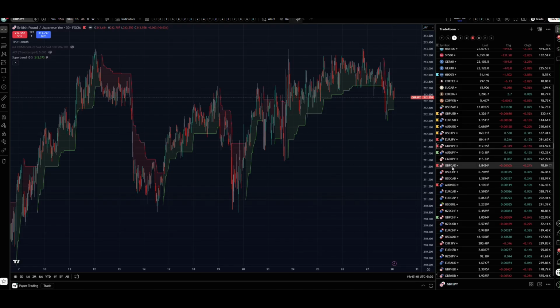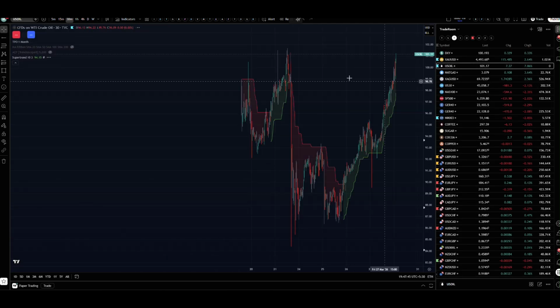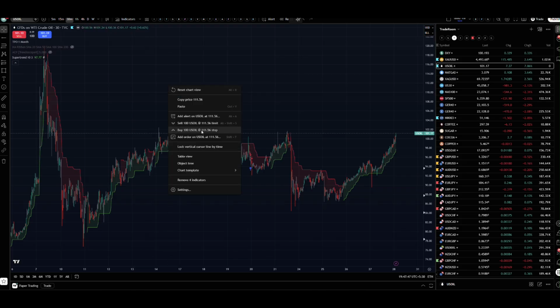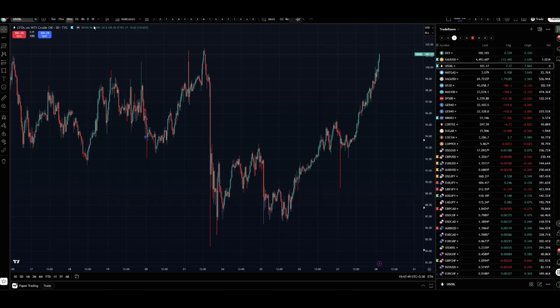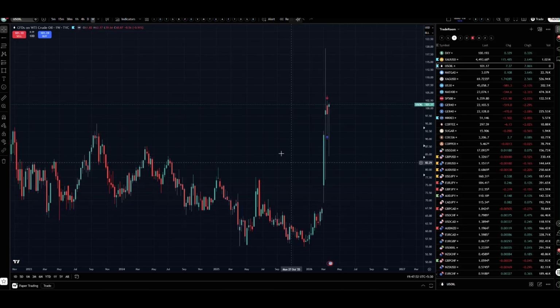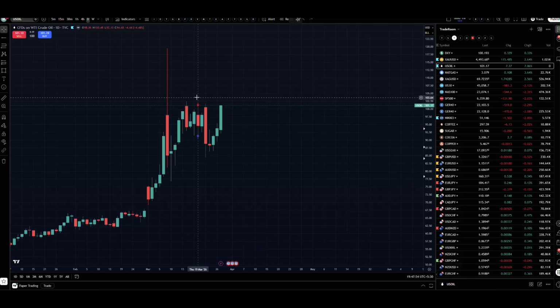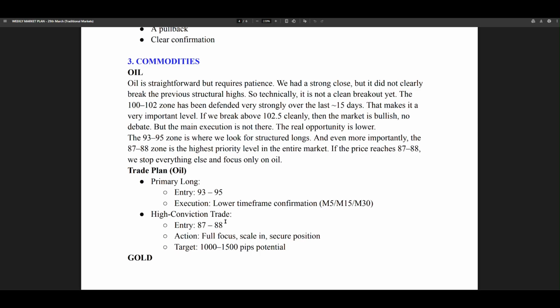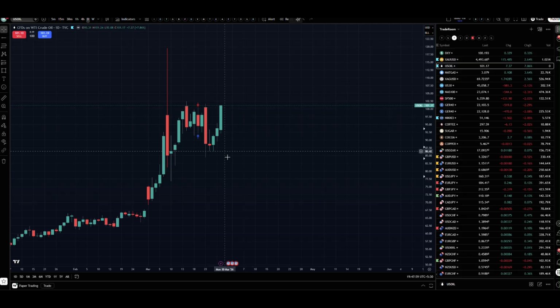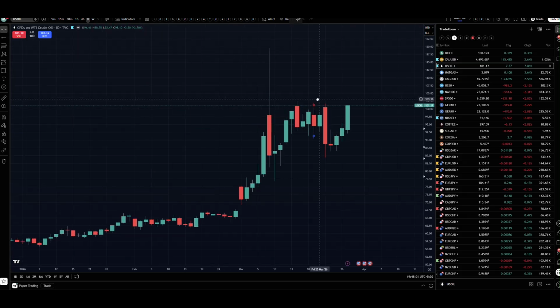Now it gets simpler with oil and other stuff. So if we are looking at the oil, it's pretty simple. From a weekly point of view, there is not much there. From daily point of view, we did not break the structure, as I did not add the chart here. So we did not break the structure here by closing above this. So we could not, but it's very bullish indeed.